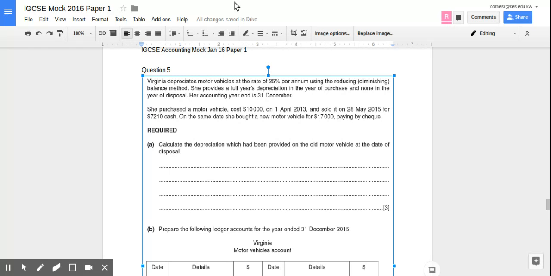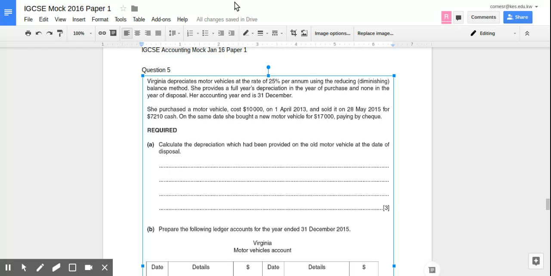Okay, but the balance brought forward on the 1st of Jan will be 10,000 because we don't do any adjustments in this account for depreciation if we're doing reducing balance. That 10,000 has got to go to the disposal account because we've disposed of it, and you put in the date of the disposal. The business bought a new vehicle for 17,000, credit bank, debit the motor vehicle account, and therefore the balance carry forward has to be 17,000.